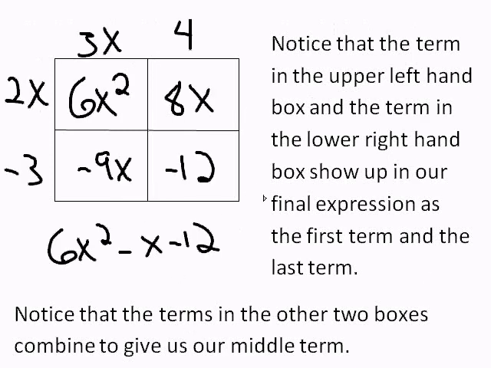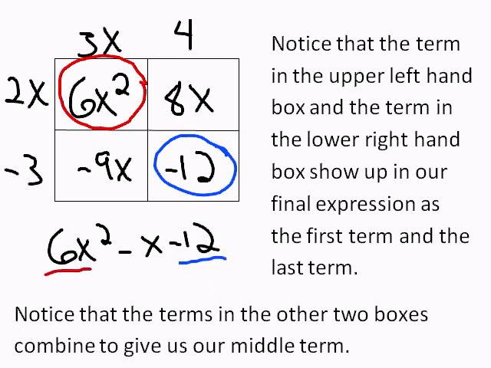There's several things I want you to notice about the expression we got after we multiplied. Notice that the term in the upper left-hand box, I'm going to outline in red, and the term in the lower right-hand box, shade that in blue, show up in our final expression as the first term and last term. Also notice that the terms in the other two boxes, the negative 9x and the 8x, combine together to give us the middle term in our final expression. This is going to be important in a moment when we get ready to actually try to factor.